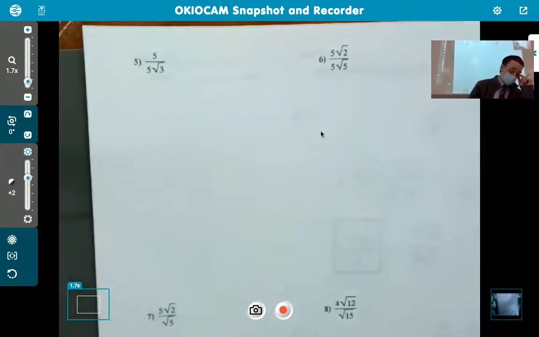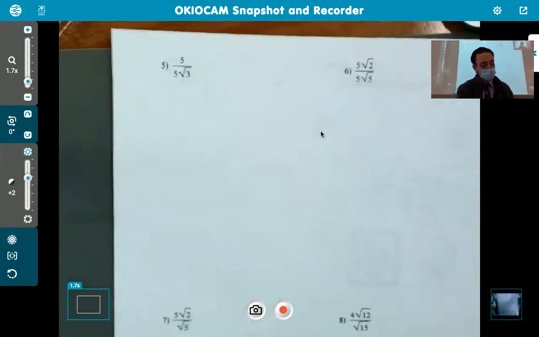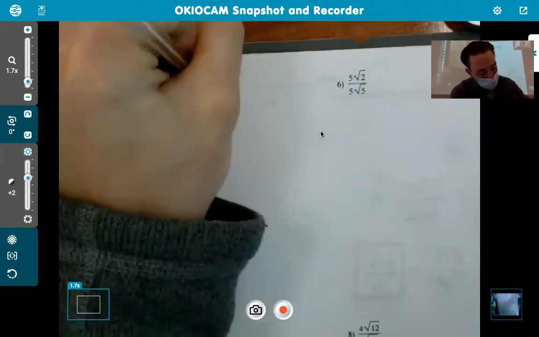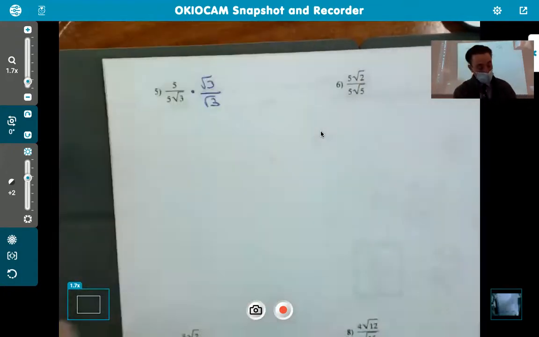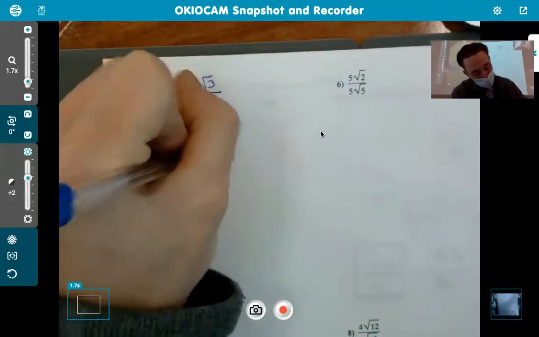Go to example 5. What should I multiply the numerator and denominator by in example 5? Root 3, right? Whatever that term is in my denominator, that is the radical. So root 3. How does the numerator simplify? So 5 times root 3, can I combine those in any way? Does that break down at all, or do I just kind of write them next to each other? Right, it's right next to each other. So it's 5 root 3.